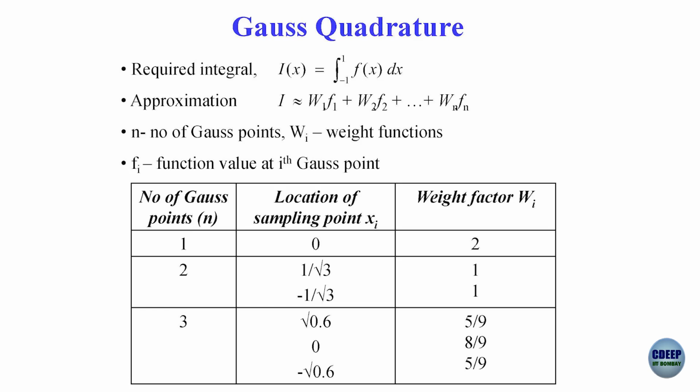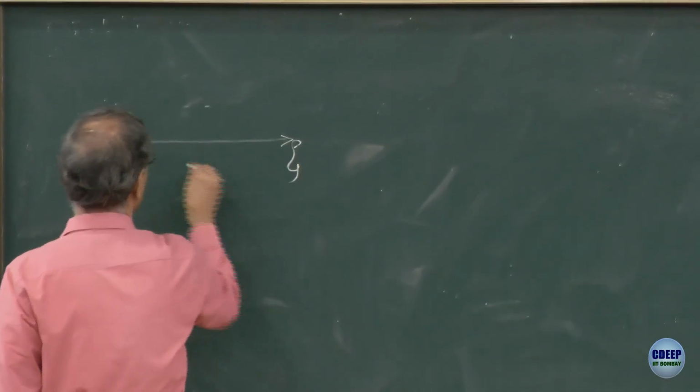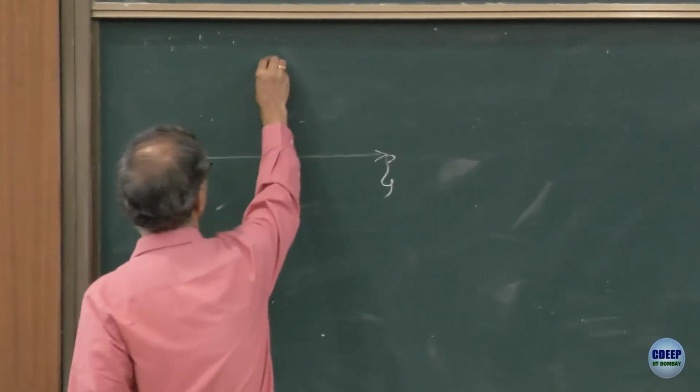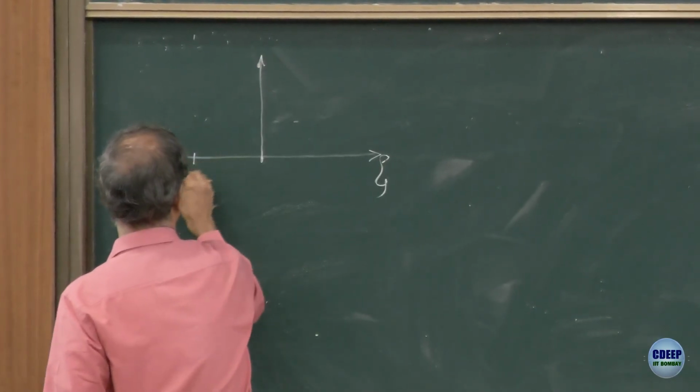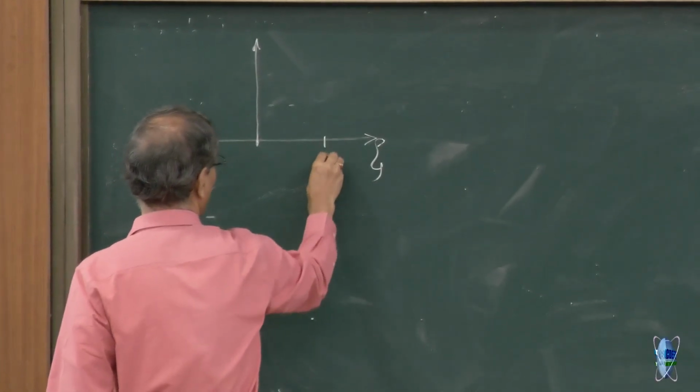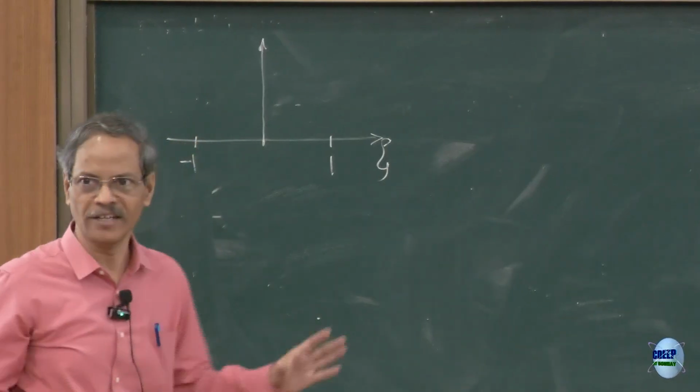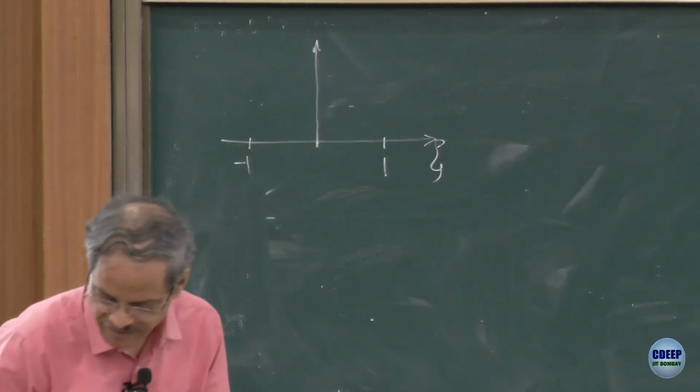Okay. So what does he want you to do? He says, if you are using 1 point only, in the interval -1 to 1, so suppose zeta, this is 0, -1 to 1, and in this interval some function is there.